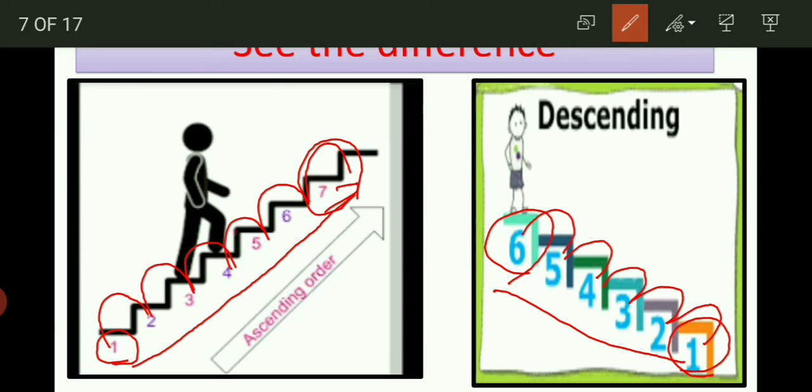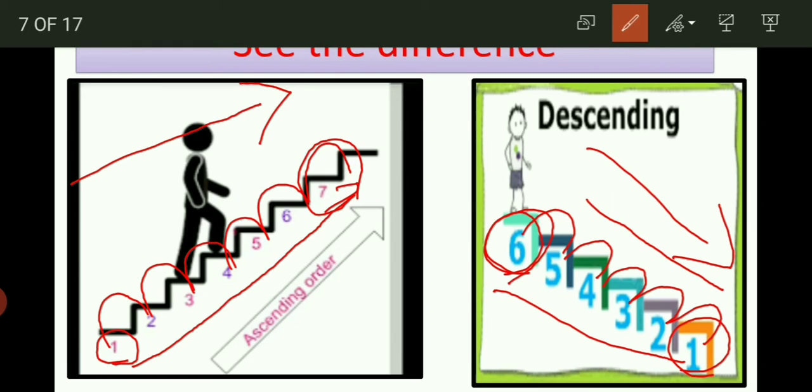So, ascending order means counting in an increasing order, starting with the smallest to the greatest. Descending order means starting with the greatest number and counting in a decreasing order, backward, slowly. That means from the greatest to the smallest.